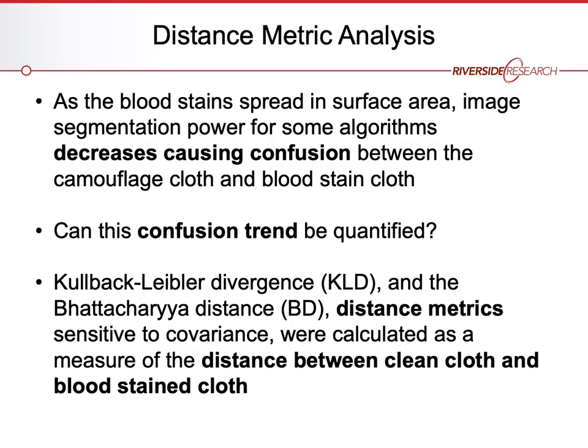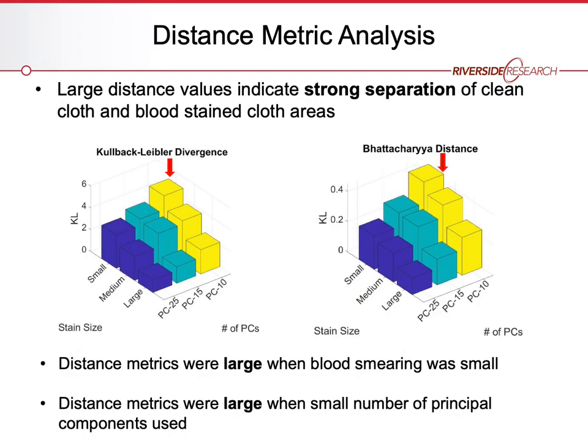As the blood stains spread in surface area, image segmentation power for some of the algorithms decreases, causing confusion between the camouflage cloth pattern and blood stains. Can this confusion trend be quantified? And the answer is yes. The Kullback-Leibler divergence and the Bhattacharya distance, which are both distance metrics sensitive to covariance, were calculated as a measure of the distance between clean cloth and bloodstained cloth. Large distance values indicate strong separation of clean cloth and bloodstained cloth areas.